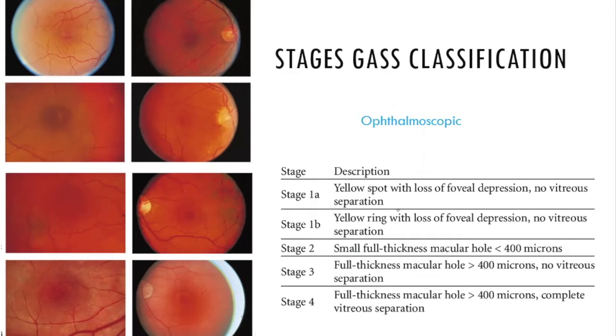So stage 1A and stage 1B are observations of yellow spots around the fovea, either being just spots by themselves or, in stage 1B, a full ring, but no evidence of vitreous separation and no evidence of a full thickness macular hole. Stage 2 is a small full thickness macular hole, measuring less than 400 microns. Stage 3, more than 400 microns. And at stage 4, there's a full vitreous separation.